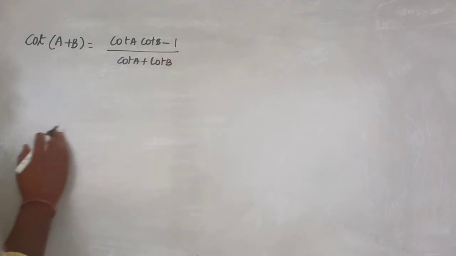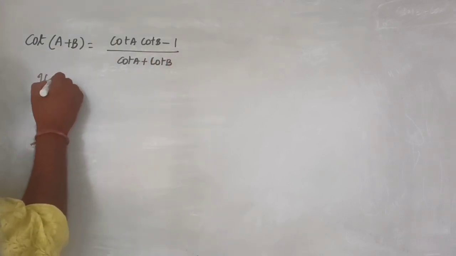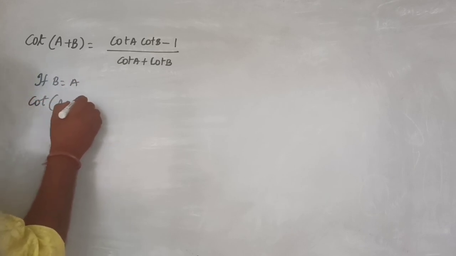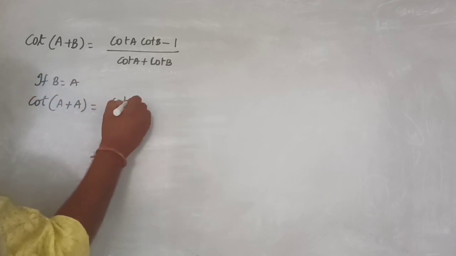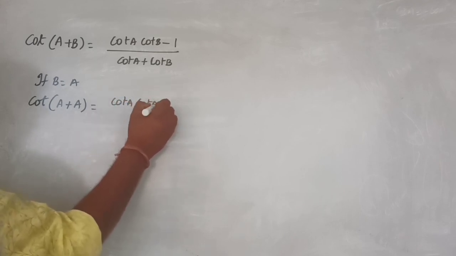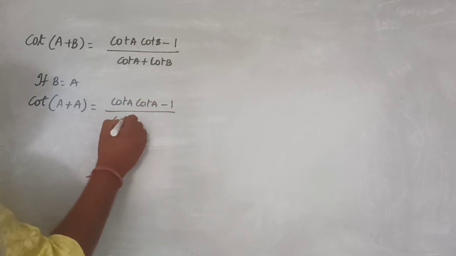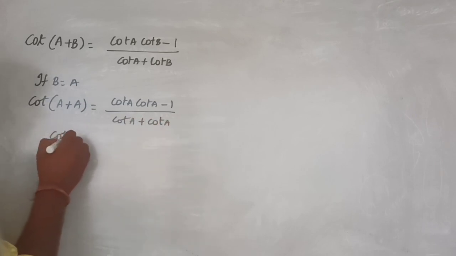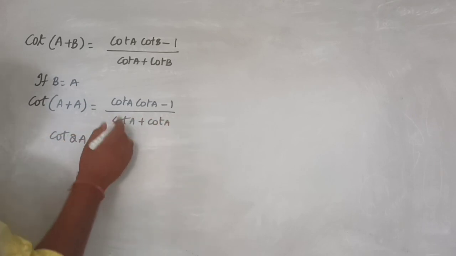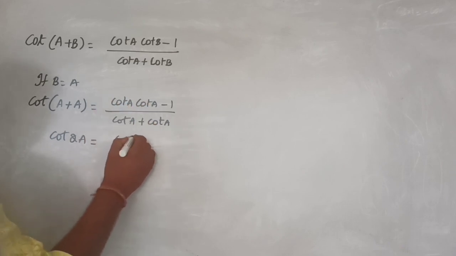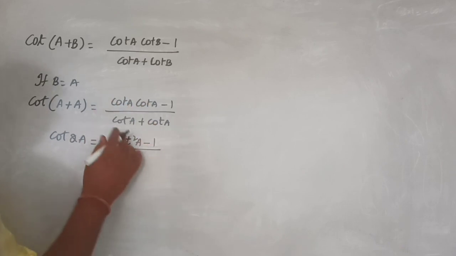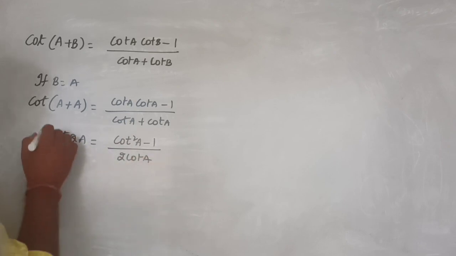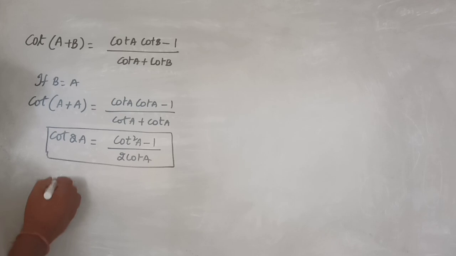If B is equal to A, that means in place of B substitute A. So here cot 2A is cot A cot A minus 1 by cot A plus cot A. Cot A into cot A is cot square A, minus 1, by cot A plus cot A, which is 2 cot A. So this is the formula of cot 2A.